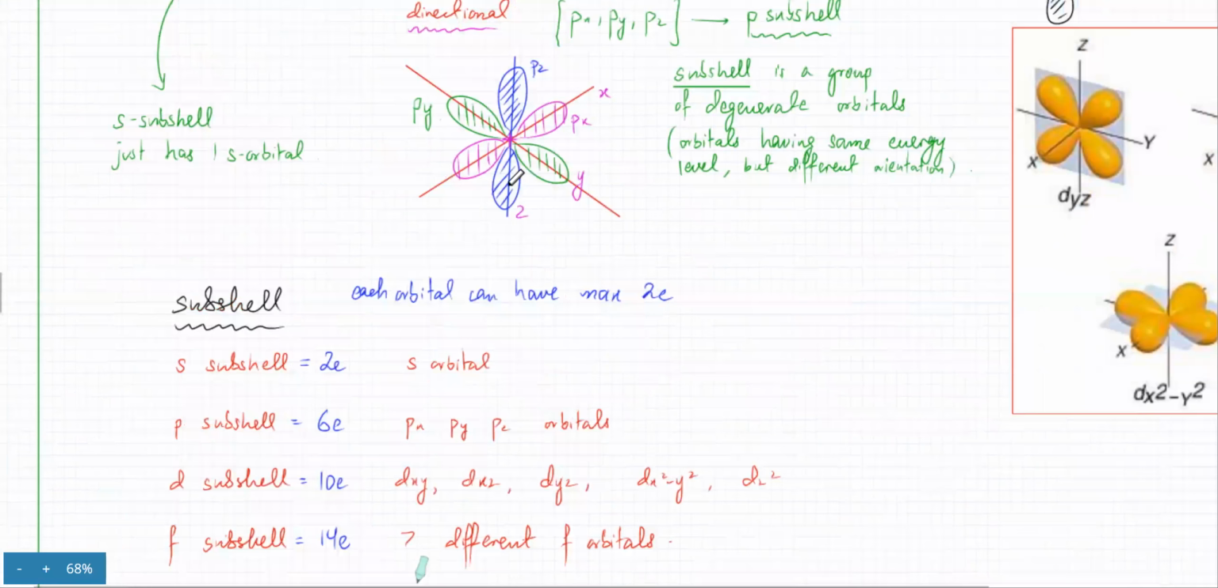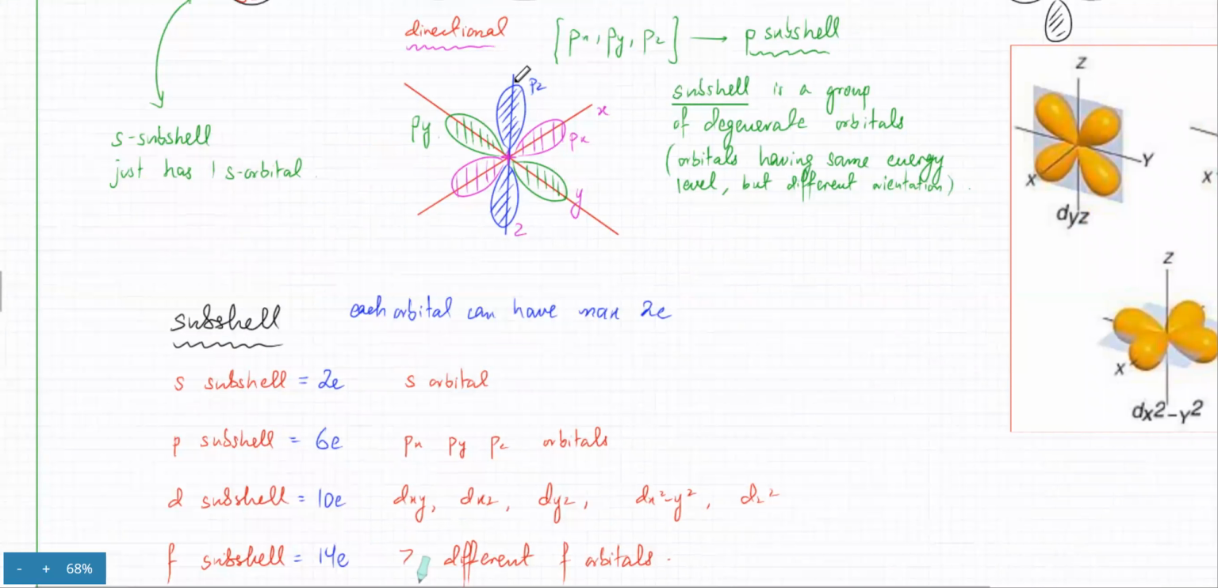I mean, this is a p subshell. Two electrons could occupy this orbital. Two electrons could occupy this orbital. And similarly, two electrons could occupy this particular orbital.